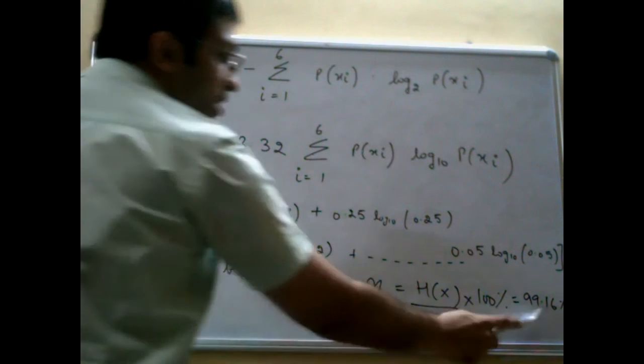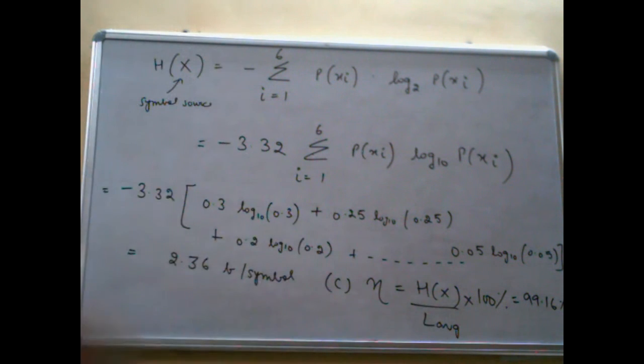So coding efficiency indicates how efficient this coding technique is. Okay, eta is coming out to be 99.16. Now, if you have any doubt, you can ask. We still have 1 minute left.